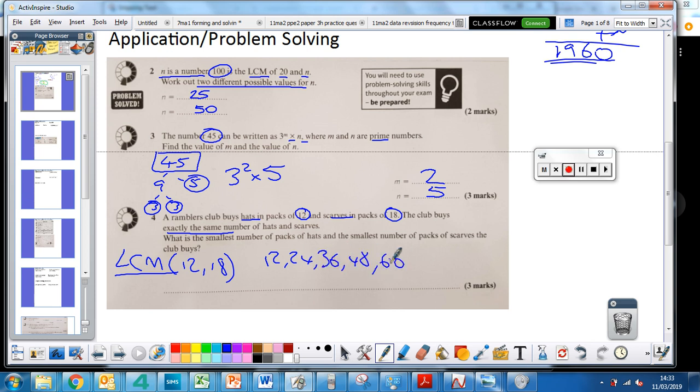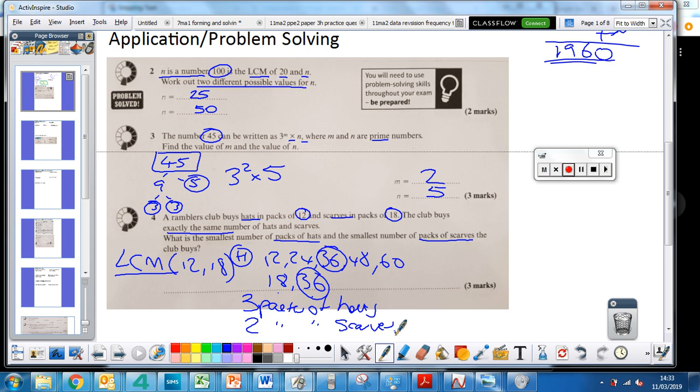like this, very quickly you realise that you have 36. Now the answer to the question is not 36. It asked us what's the smallest number of packs of hats and the smallest number of packs of scarves. So for the hats, we bought 3 packs to get to 36. For the scarves, we bought 2 to get to 36. And that's how you solve that problem.